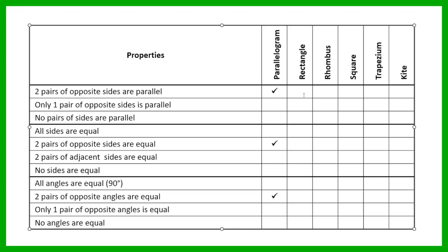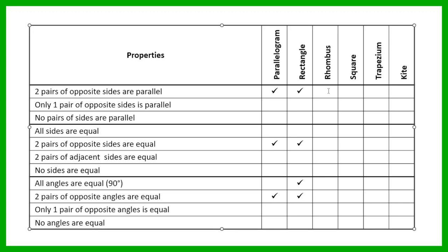Then, if we go and look at the rectangle, now remember the rectangle is a parallelogram as well, so it's going to have the same properties as a parallelogram. So it also has two pairs of opposite sides that are parallel to each other, and it also has two pairs of opposite sides equal to each other. But a rectangle doesn't just have two pairs of opposite angles equal, which it does have, but a rectangle is special because it also has all angles equal to each other. So I can also fill in that one as well as the property that is the same as a parallelogram, because a rectangle is a special kind of parallelogram.